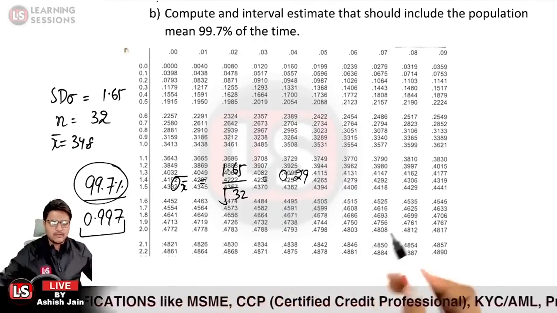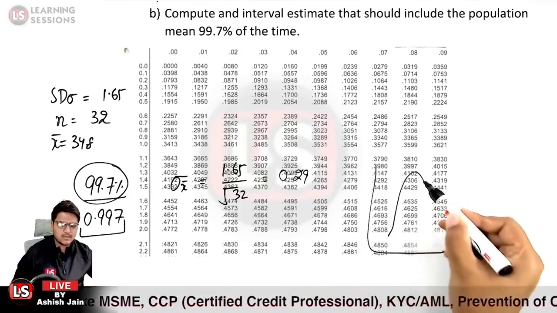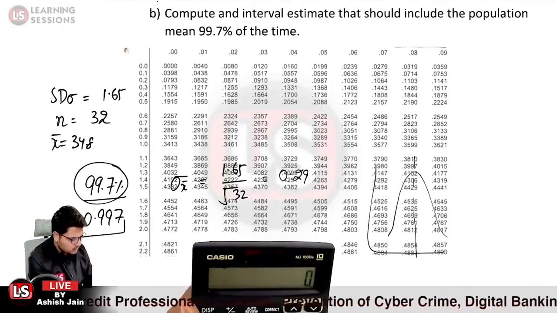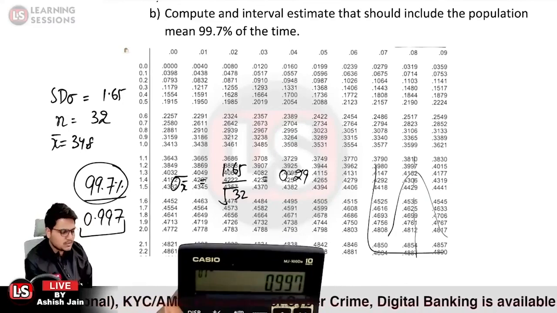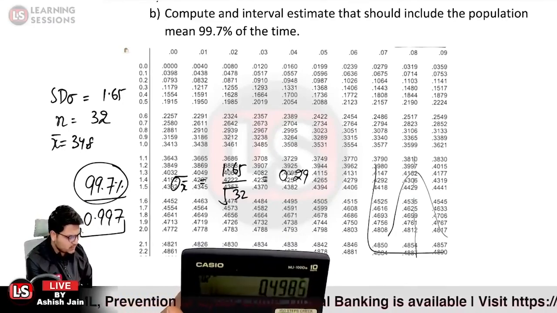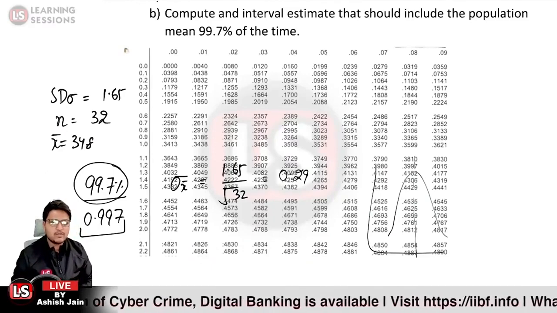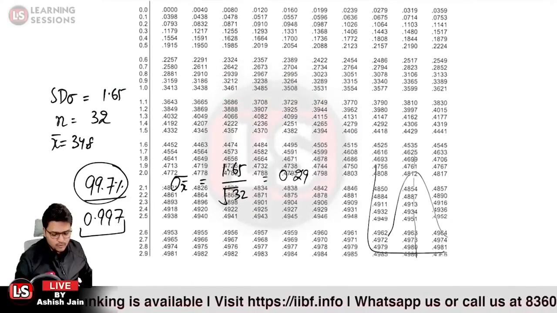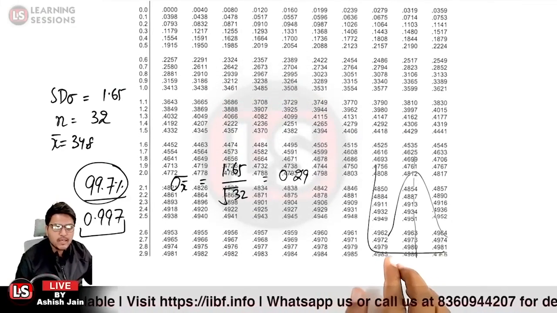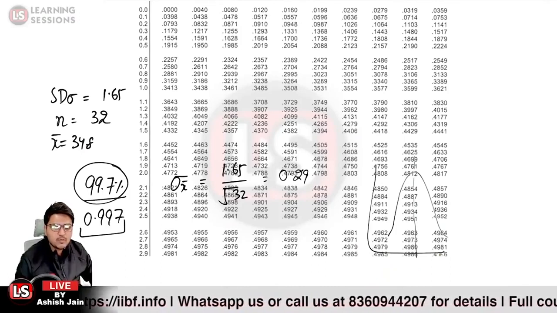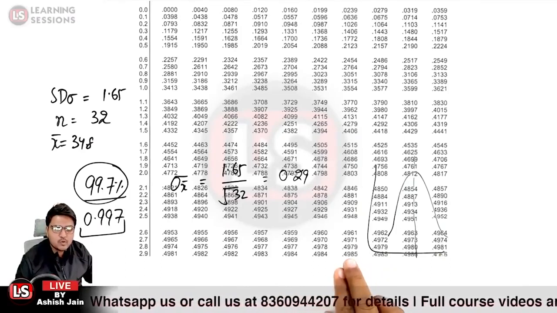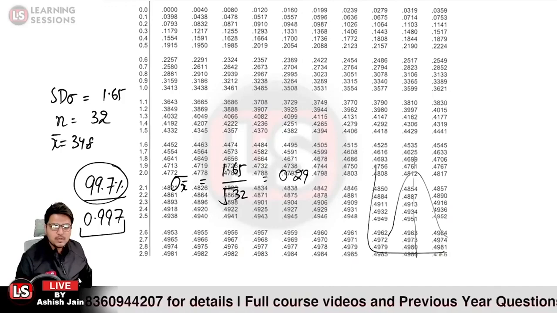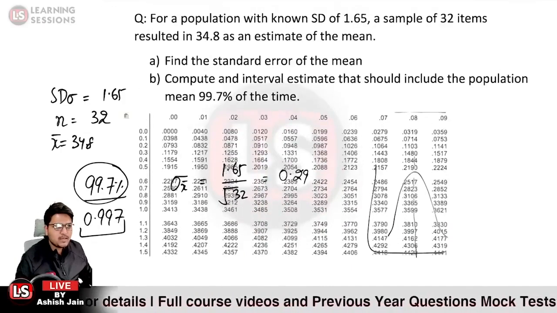I just told you that if we have a normal distribution, the distribution is symmetric, so we'll be dividing it by 2. So 0.997 divided by 2 is equal to 0.4985. We'll look up the value 0.4985 in the table. It comes out to be 2.96.